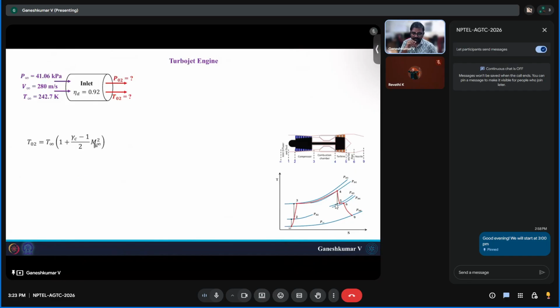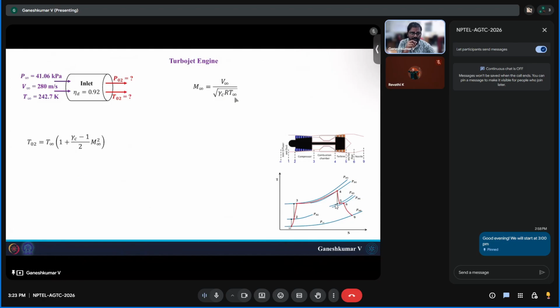So to find M infinity, you need to calculate it from V infinity. You also need to find the speed of sound at this condition, P infinity and T infinity. So that is what we will first find. M infinity is V infinity divided by the speed of sound, which is the square root of gamma R T.